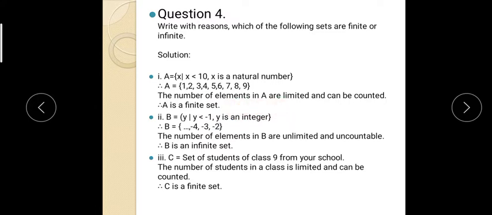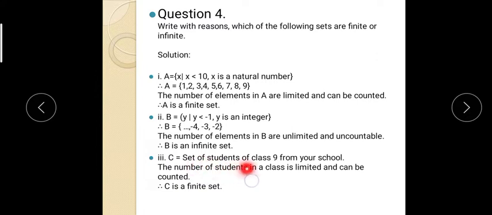You know, always remember the concept and definition, you have to learn it. So, B. B is a set of all y such that y is less than minus 1, y is an integer. Minus 1 is an integer. How many elements are there which are less than minus 1? Minus 2, minus 3, minus 4, minus 5, up to infinity. Therefore you can't count it. The elements are unlimited and therefore B is an infinite set.